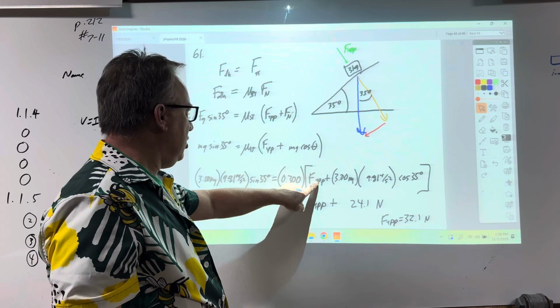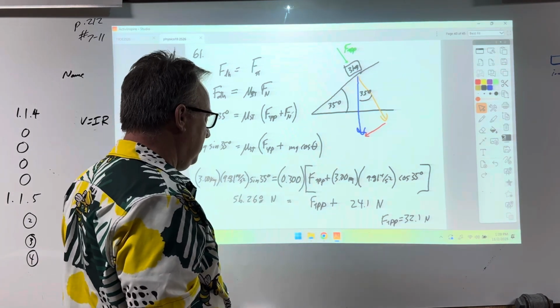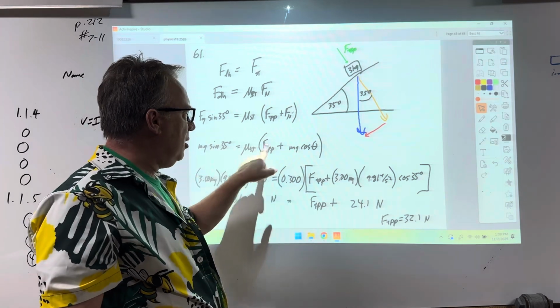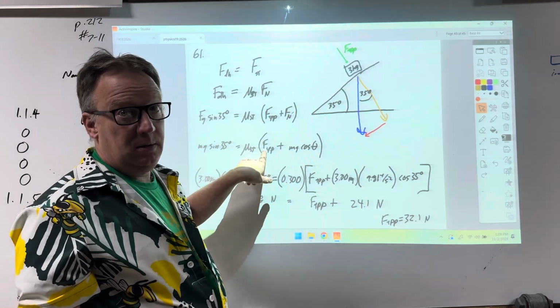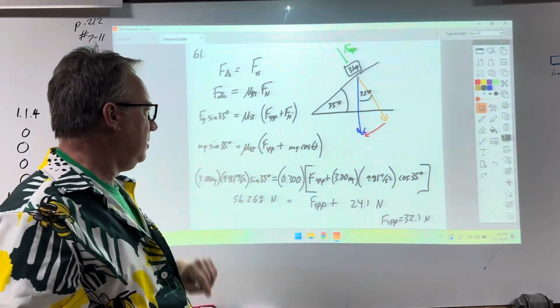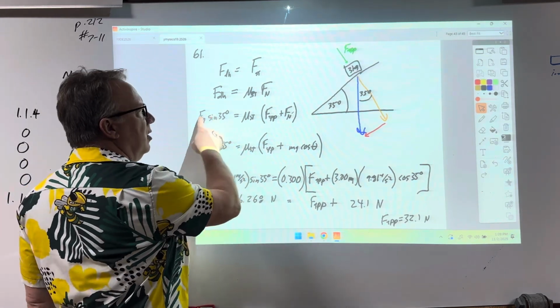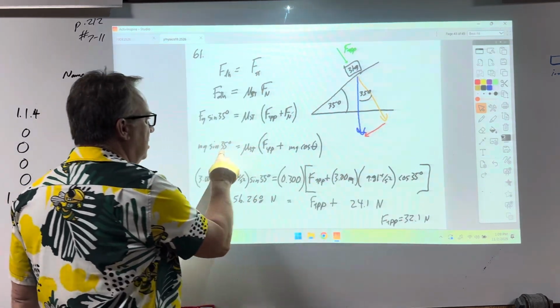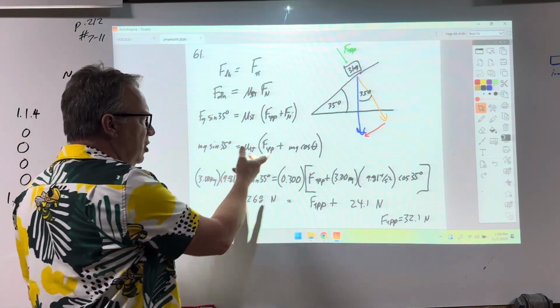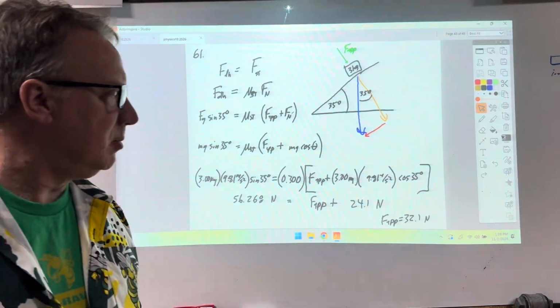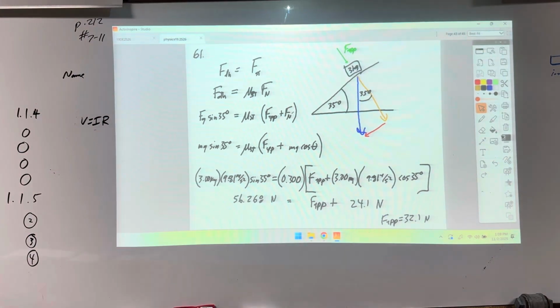And at this point, you have everything else. You can't cancel an m out because that term doesn't have an m in it. Don't make that mistake. So the downhill force is this one, it's mg sine 35. Once you have that set up, you just put everything in and solve for the applied force, and it comes out to 32. So give that a try.